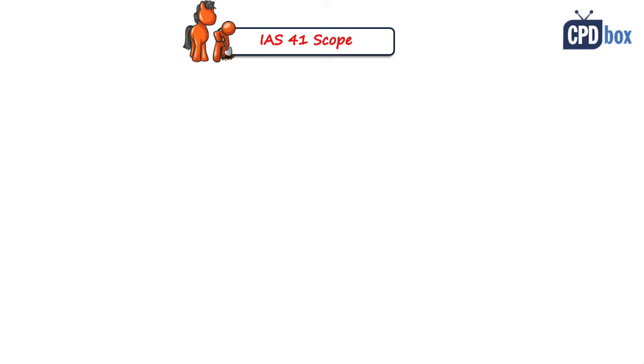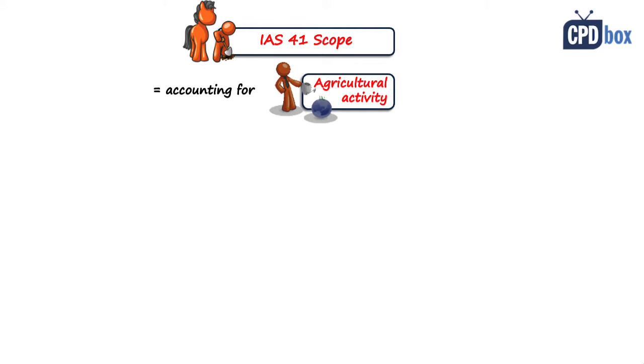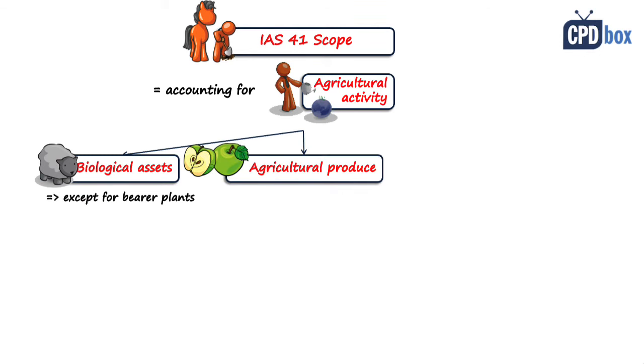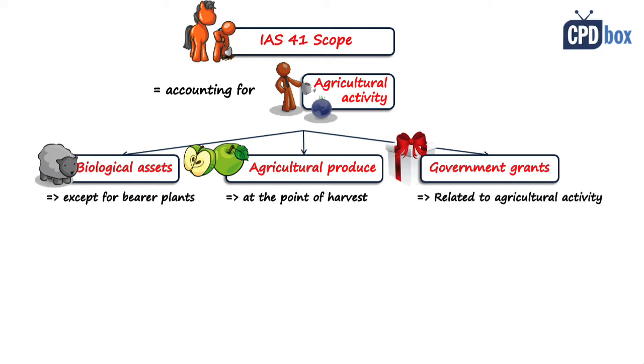So IAS 41 defines all these terms, and then when we know what these items are, IAS 41 sets the rules of how to account for them. More specifically, it deals separately with biological assets involved in the agricultural activity. So if you have some biological asset, some animal not involved in agricultural activity, but you have it for some other purpose, then do not apply IAS 41. Except for bearer plants, of course. Then agricultural produce at the point of harvest, and that's important. And the third area regulated by IAS 41 are government grants related to agricultural activity.